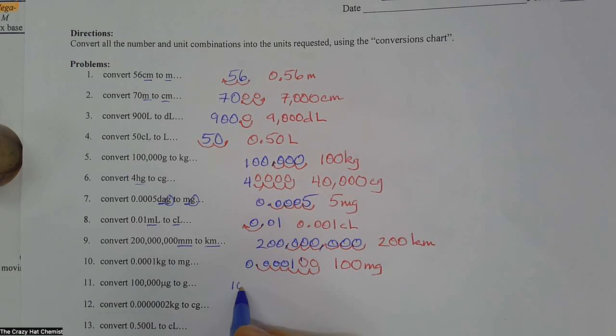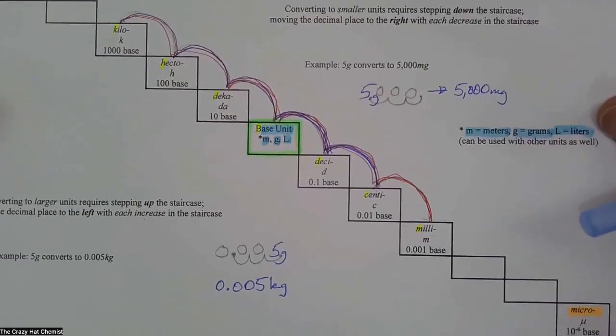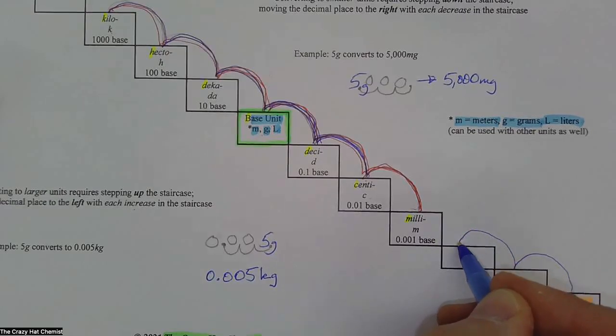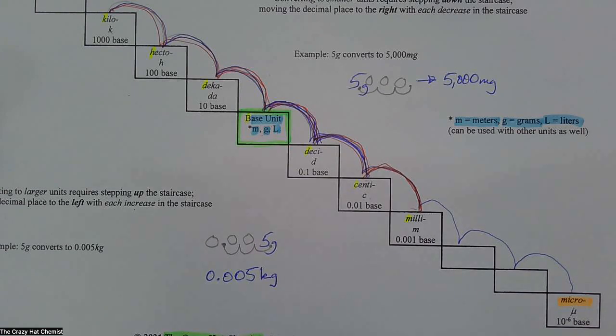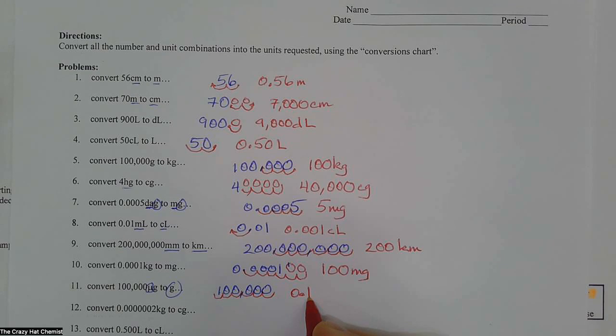So now this next one, we have 100,000 micrograms to grams. Micro is down here at the bottom. So let's slide this on up. Here's micro, and we're going to go to grams. That's the base unit. So we're going to start here and go 1, 2, 3, 4, 5, 6 up and to the left. So that's 0.1 grams. Perfect.